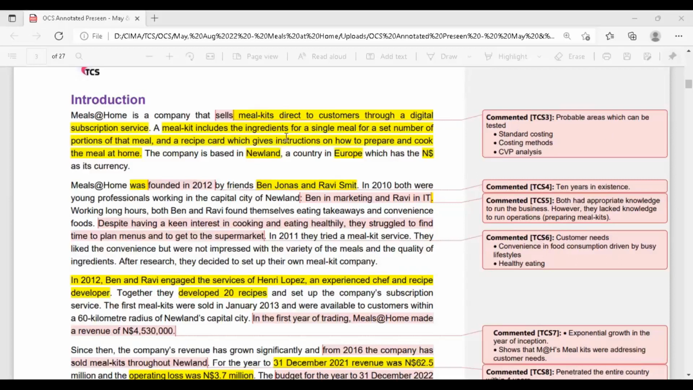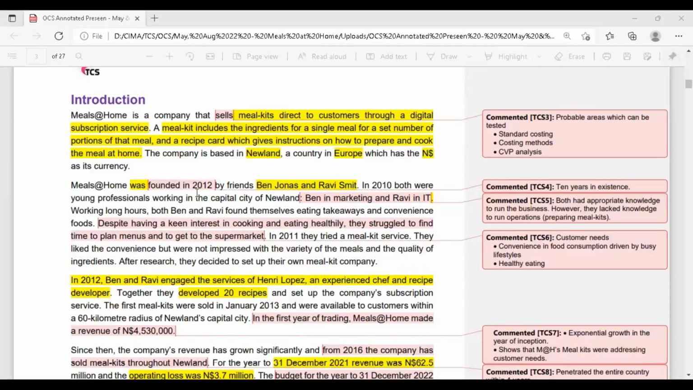And a meal kit includes the ingredients for a single meal for a set number of portions of that meal, and a recipe card which gives instructions on how to prepare and cook the meal at home. I highlighted this point earlier as well. So not only the ingredients are provided as part of a meal kit, a recipe card is provided, which helps the food preparation process. The company is based in Newland, a country in Europe, and the functional currency is the dollar. Meals at Home was founded in 2012, so the company has been in existence for the past 10 years.